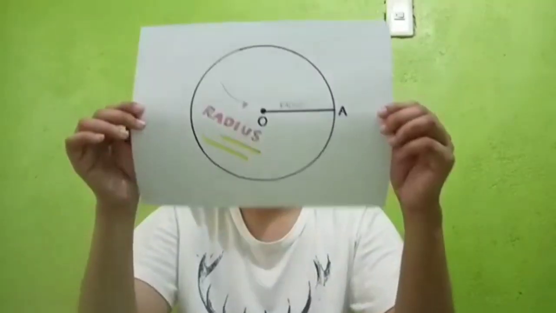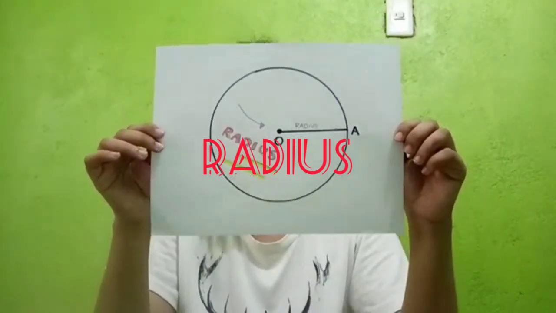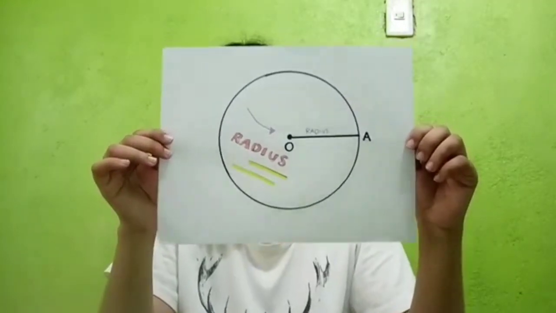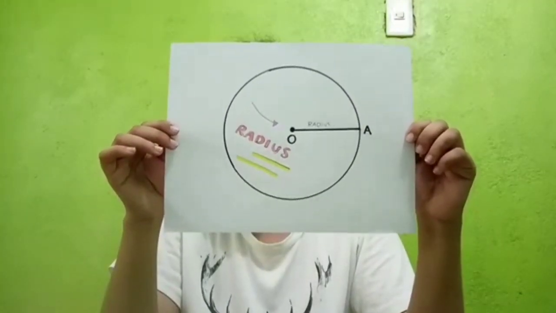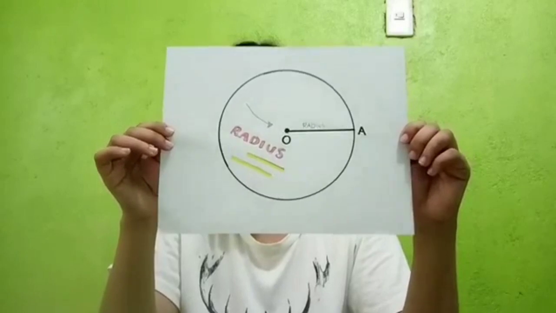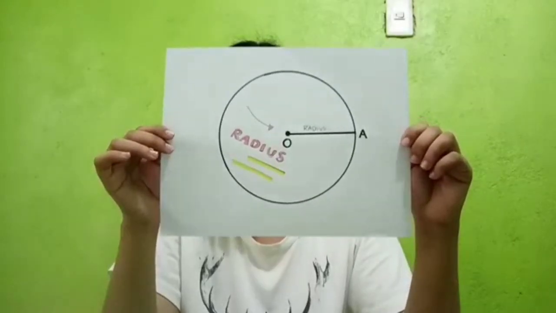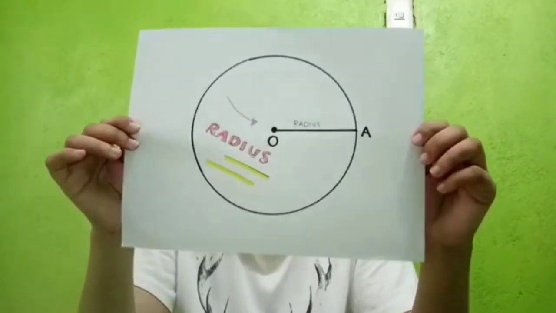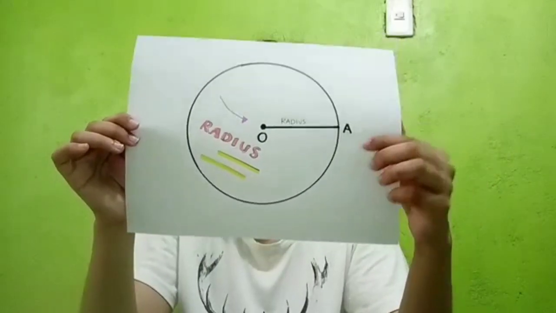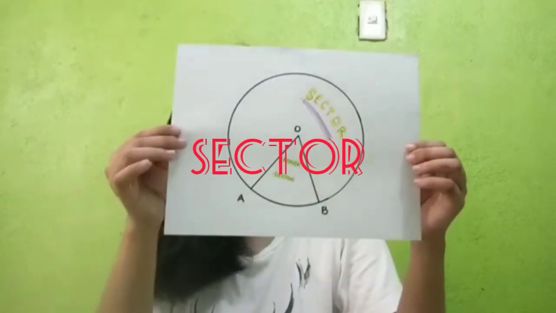Next part of a circle. When a circle is divided into two, that is called a diameter. But what if the diameter is divided into two? That is called a radius, or the half of a diameter. Or it is the constant distance from its center. It is called the radius of the circle. Here are the examples of the radius: radius O and A.